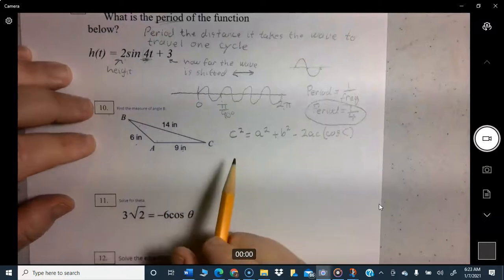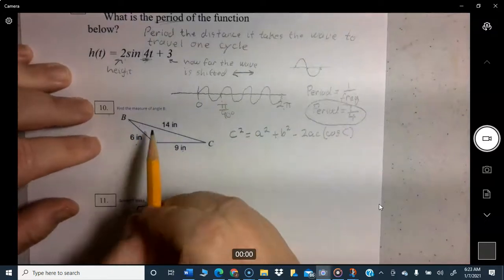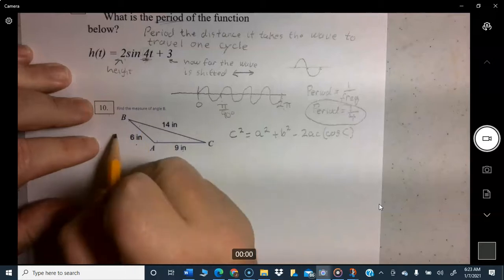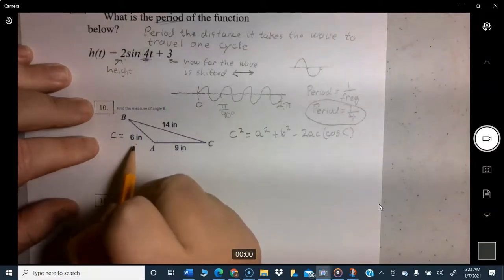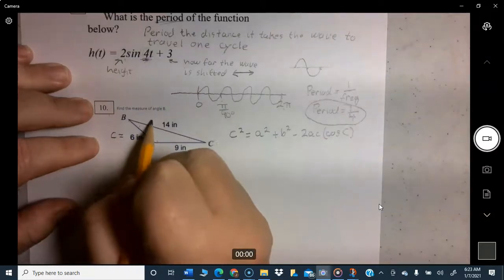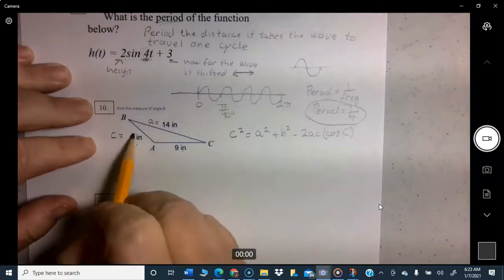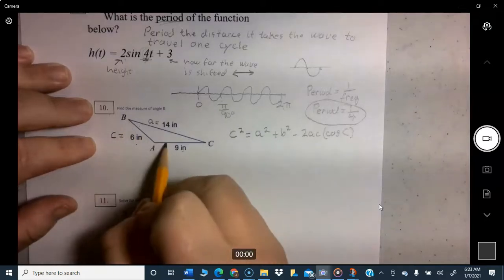Okay, let's plug in the numbers. Let's go ahead and set them up. Here's angle C, so this has to be side C. That's C equals 6 inches. This is angle A, so this has to be side A. It's on the opposite side of the triangle. And this is angle B, so this has to be side B.